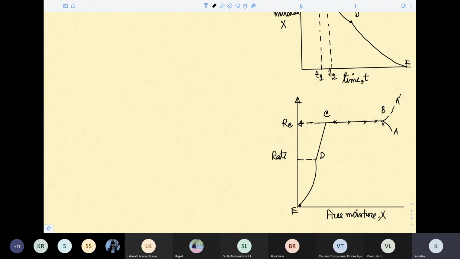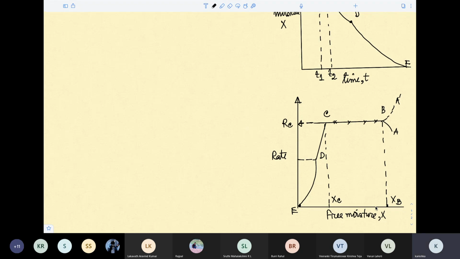That means here it is, let's say from XB to when it comes to XC. During this period, it remains as a constant rate drying period. Clear? Is it clear? Yes?